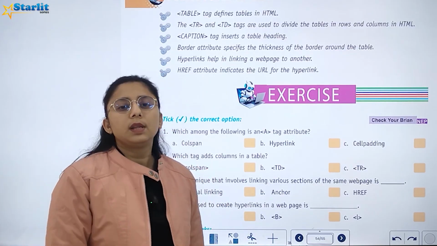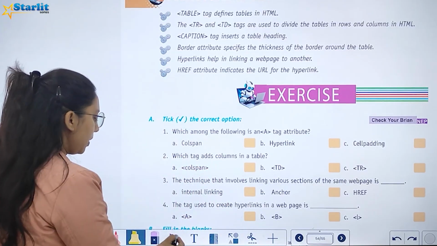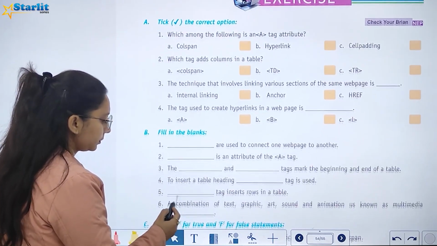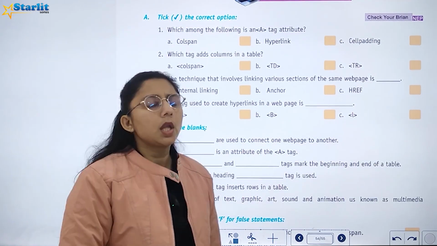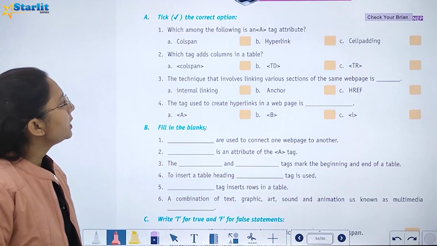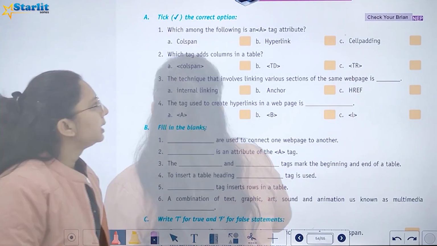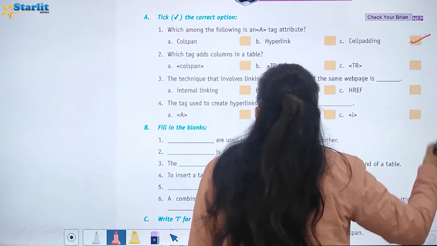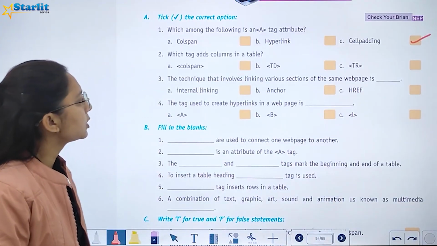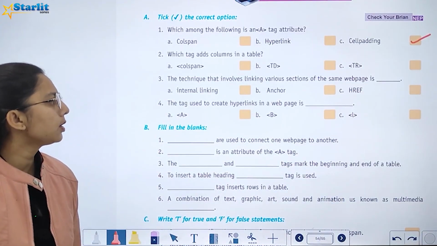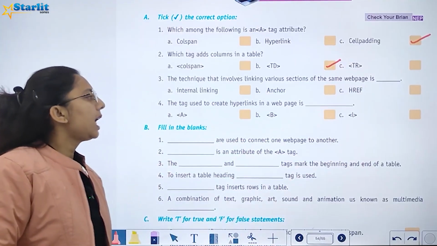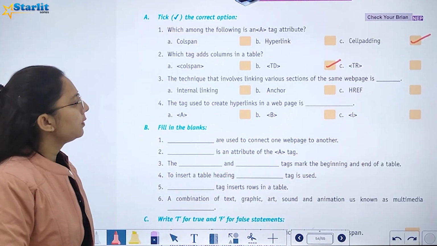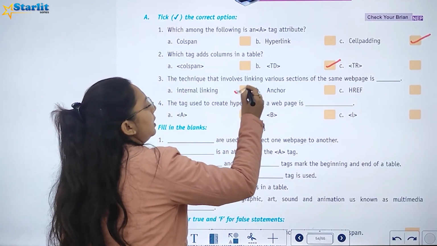Now we will start with the exercise. I will tell you about the exercise of this chapter. First is take the correct option. Which among the following is an A tag? It is a cell padding. Then which tag adds a column in a table? Column कैसे कौन add करता है? That is your TD. The technique that involves linking various sections of the web page, that is internal linking.